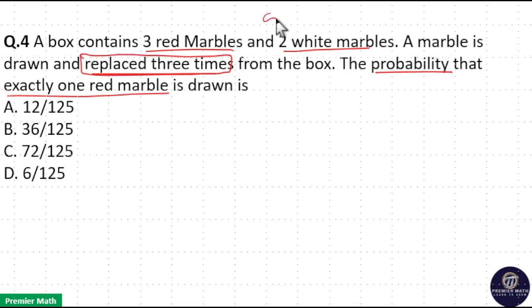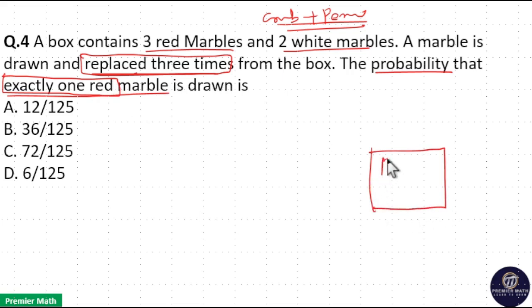So you should apply both combination and permutation. That is, you should apply both selection and arrangement. Here, exactly 1 red marble is our outcome. After these 3 replacements, 1 red plus 2 white is our outcome. Here, the replacement concept is: we have 3 red and 2 white marbles inside the box.